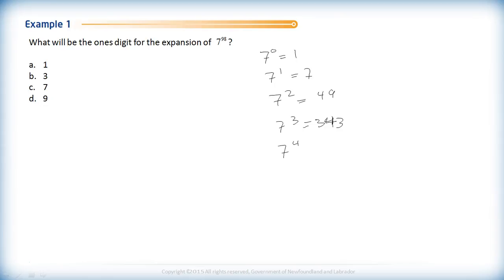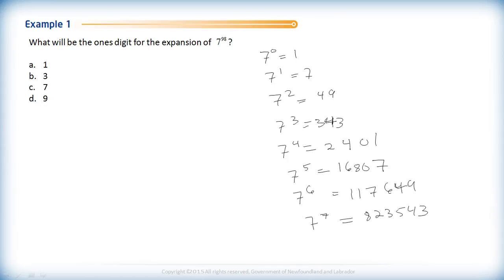So 7 to the power of 4. What do we have for that? I'm getting 2401. And then 7 to the power of 5 is 16807. And let's go a couple more. 7 to the power of 6, that's 117649 if you win the lottery. And then 7 to the power of 7, in my slanting pyramid of numbers here, is 823543.